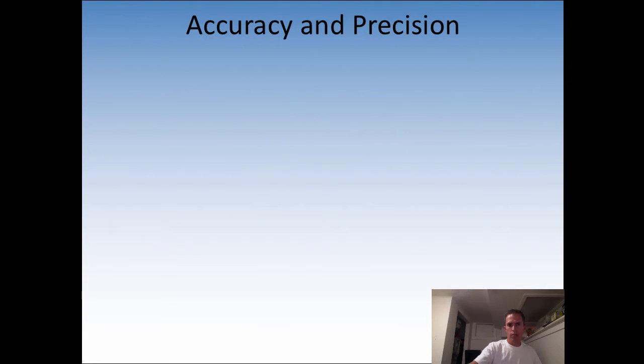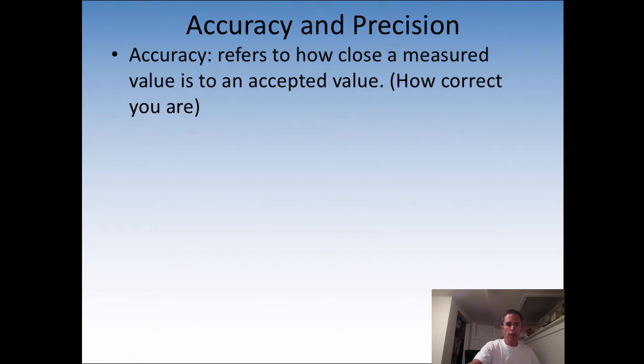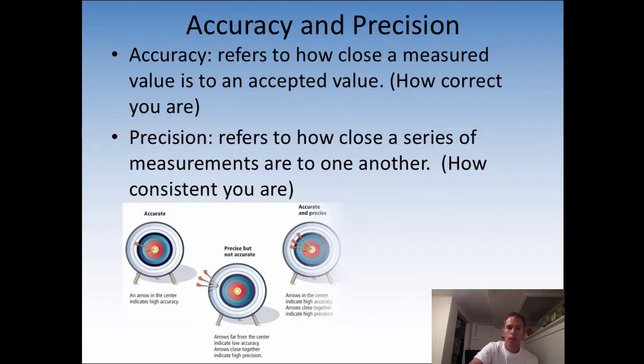Okay, so we're going to finish up this introductory chapter to chemistry by talking about accuracy and precision. Accuracy refers to how close a measured value is to the accepted value. So it's like saying how correct you are.